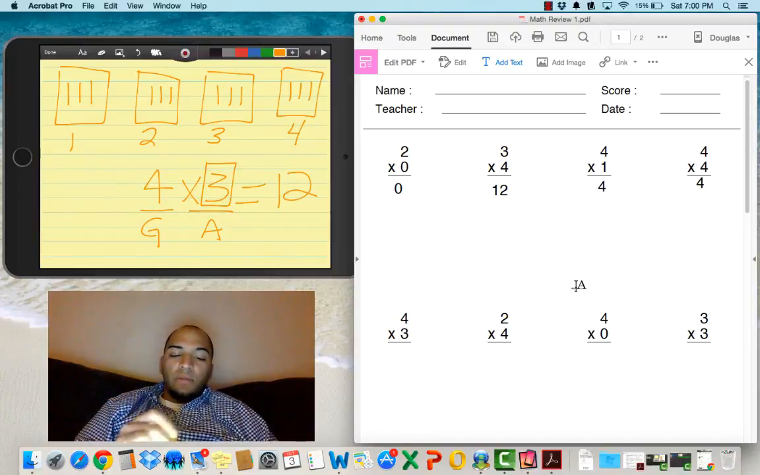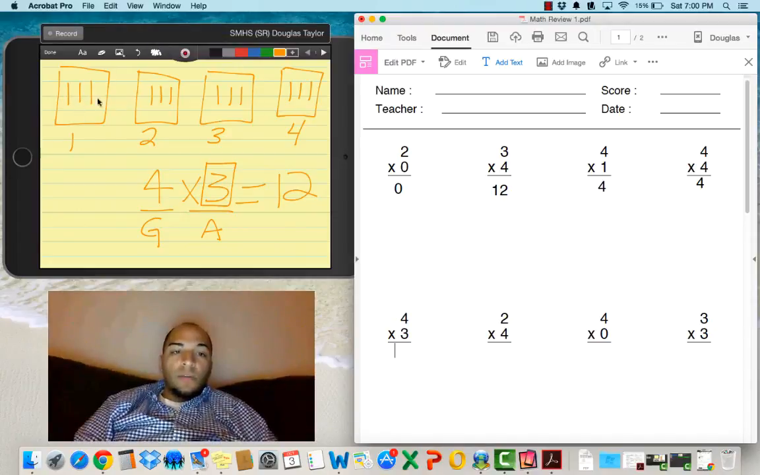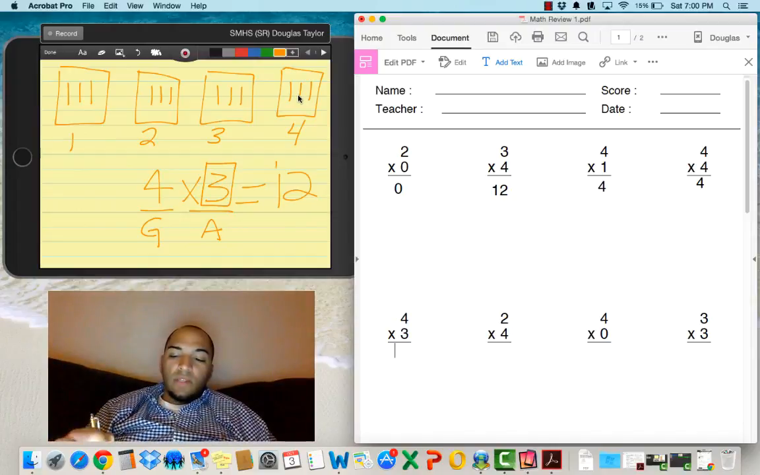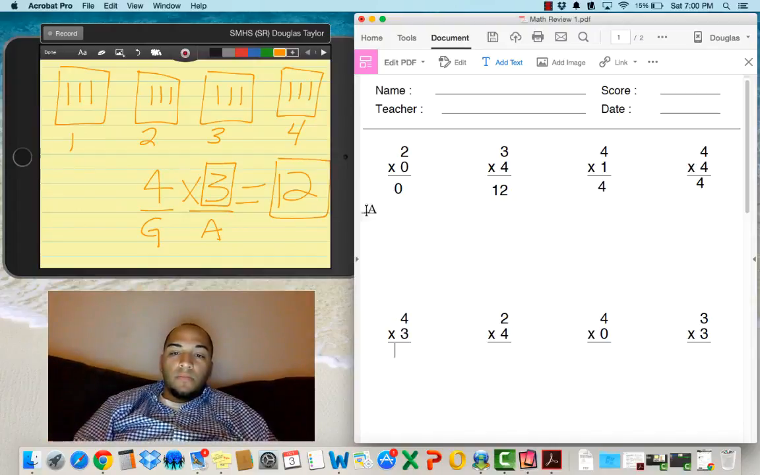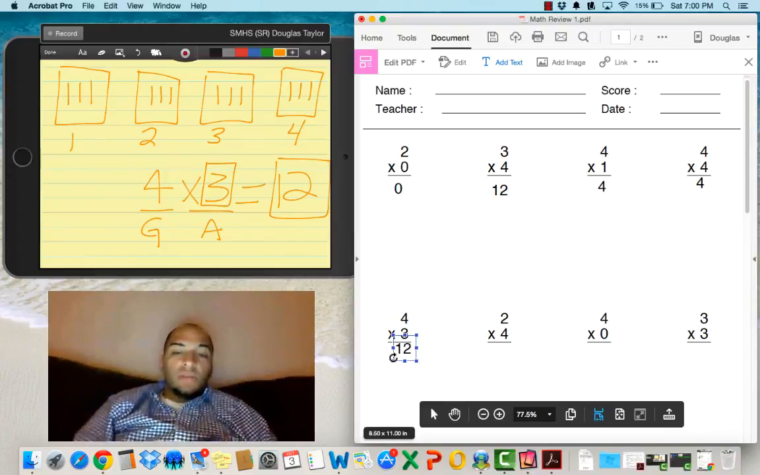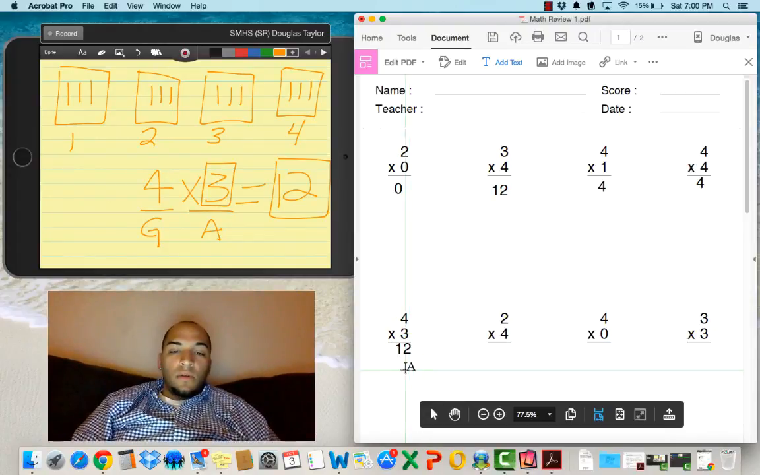So let's count. 3 plus 3 equals 6, plus 3 more equals 9, plus 3 more equals 12. So that's where we get 12 from. So 4 times 3 equals 12. So let's go ahead and mark that on our paper.